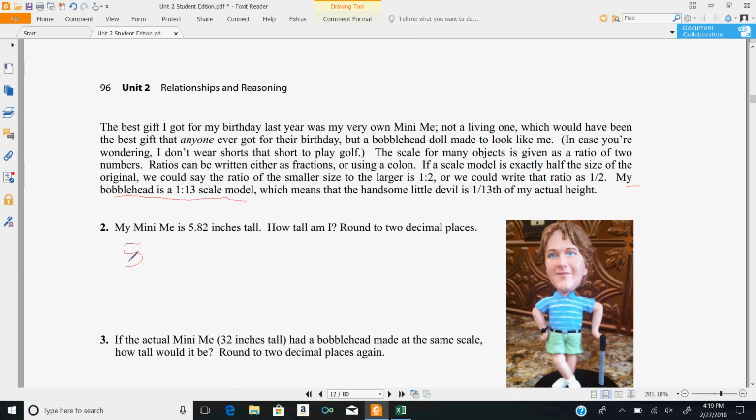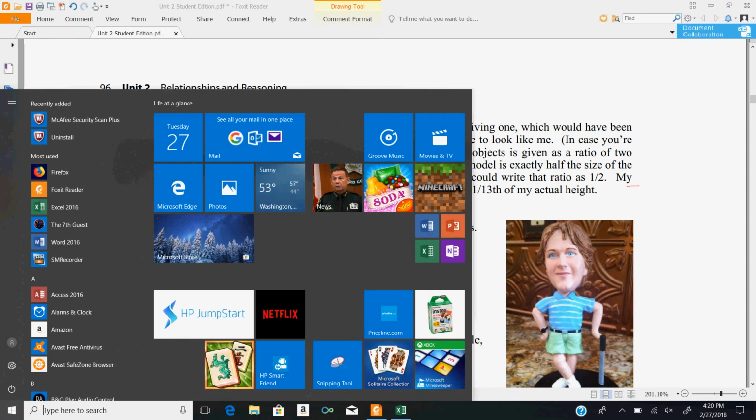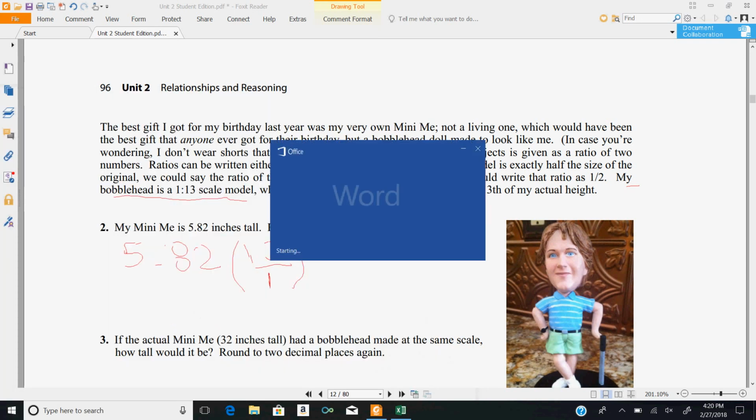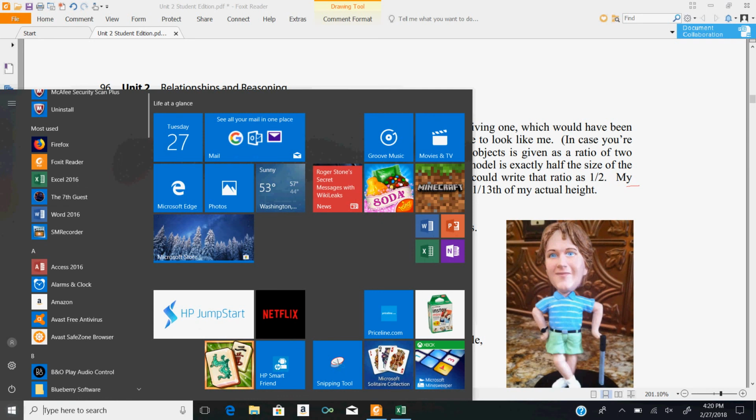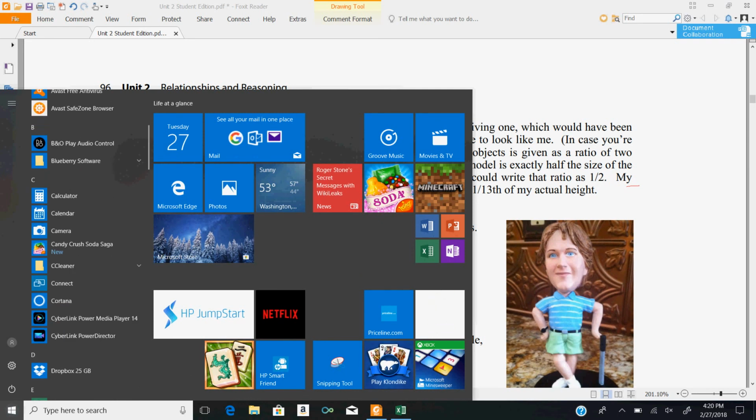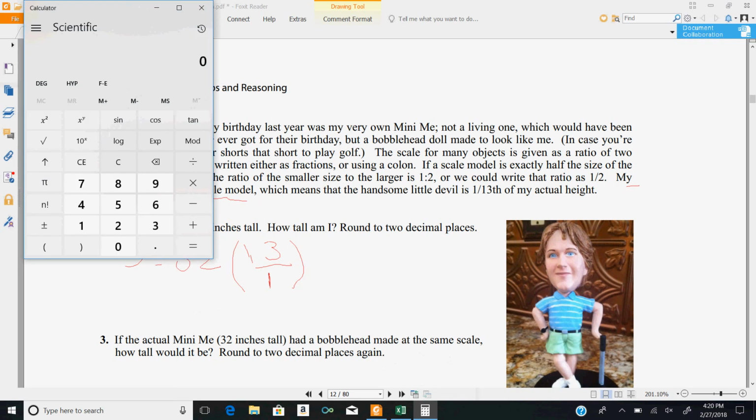So we start off with 5.8 inches, and we know he's 13 times as big. So I'm going to multiply by 13. And if you want to think about that as 13 over 1, might help later on. So I go to my calculator. 5.82 times 13 is 75.66 inches.